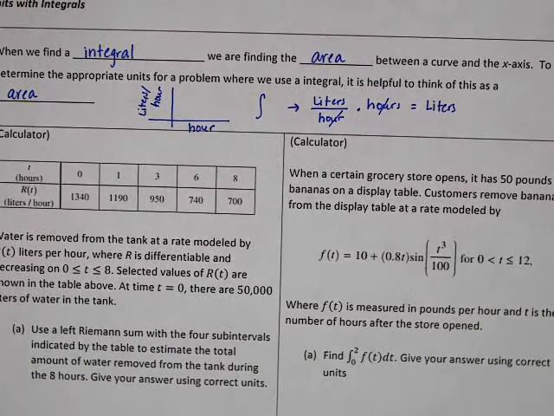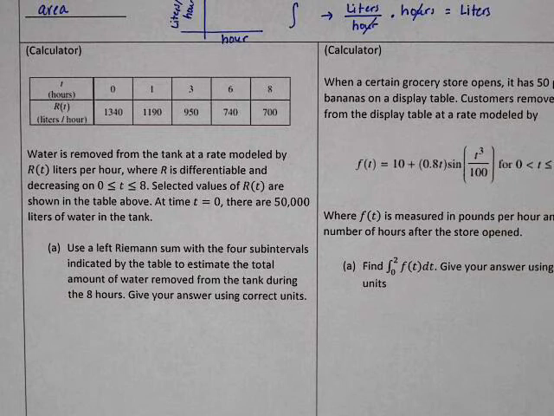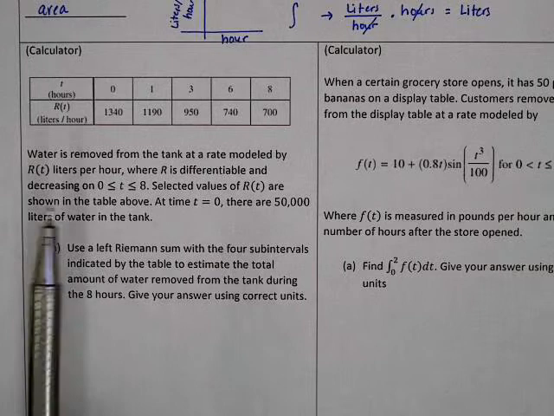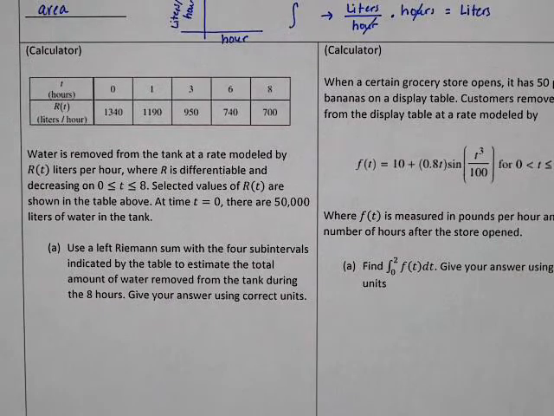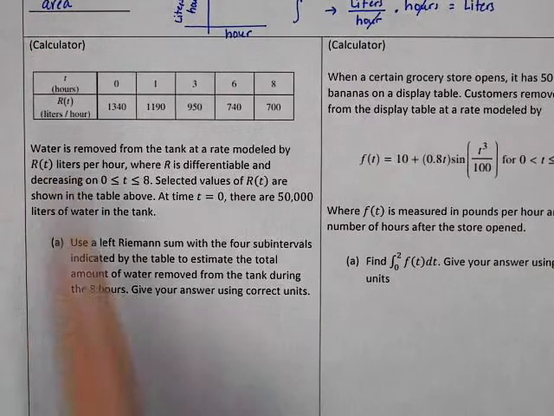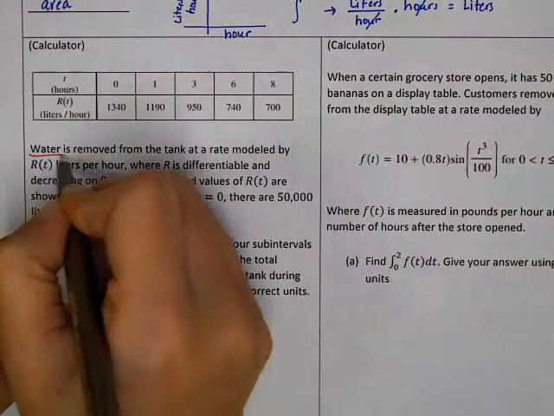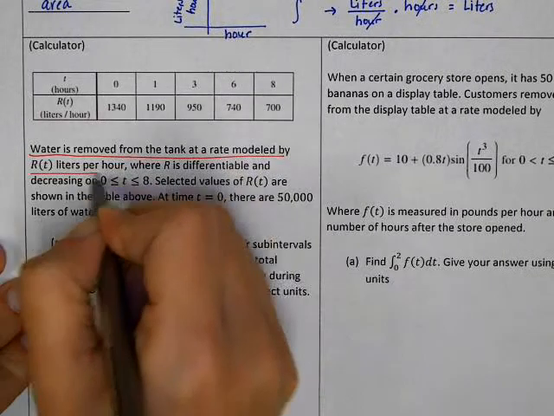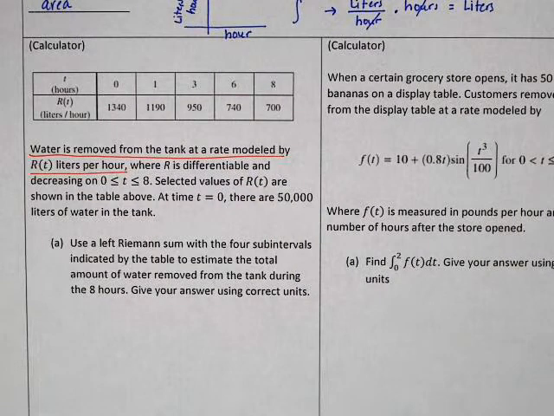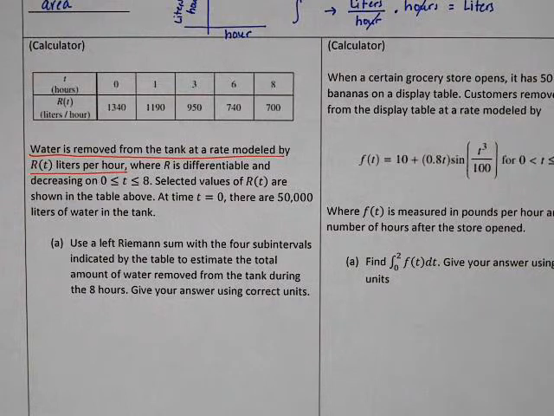Now we're going to use our calculator on both of those, just simply for number 1, arithmetic, and number 2, because we can also do integrals on our calculator. So let's read the directions. Water is removed from a tank at a rate modeled by this amount. So what are we measuring? The water that's being removed from a tank. Where r is differentiable and decreasing, selected values of r are shown in the table. At time t equals 0, there were 50,000 liters of water in the tank. Use a left Riemann sum with 4 sub-intervals indicated by the table to estimate the amount of water removed.